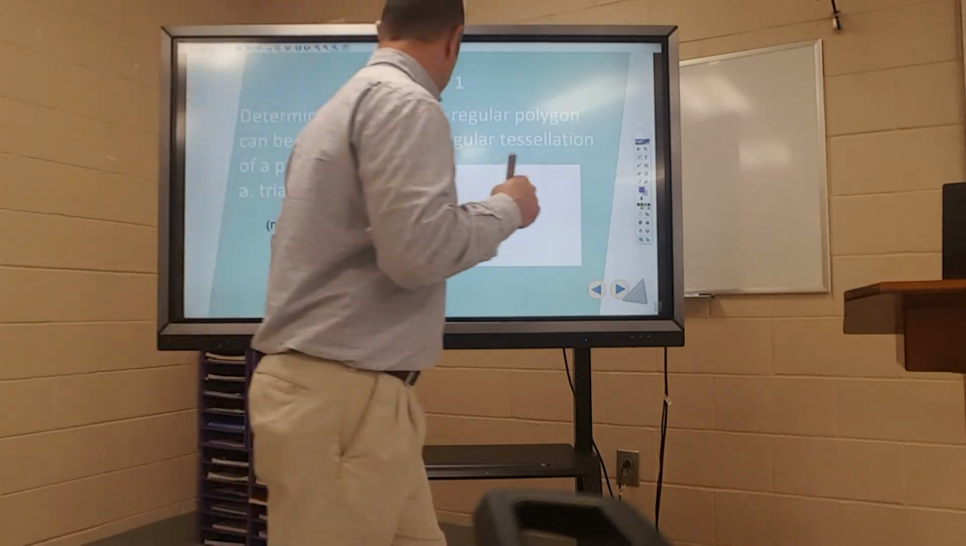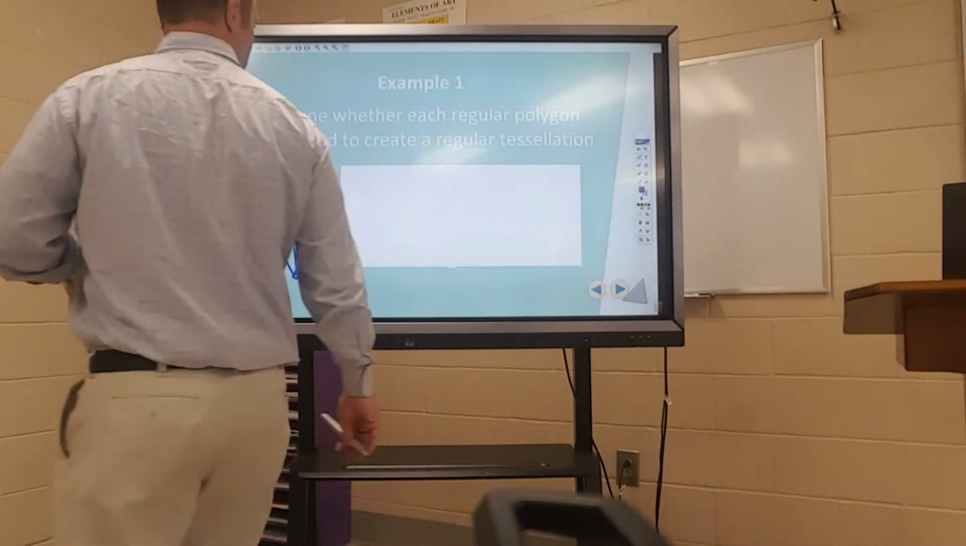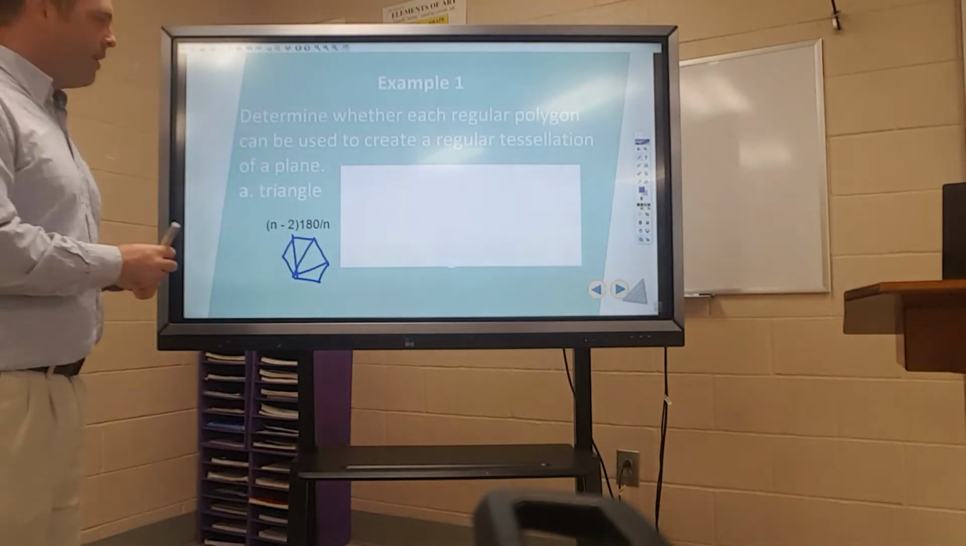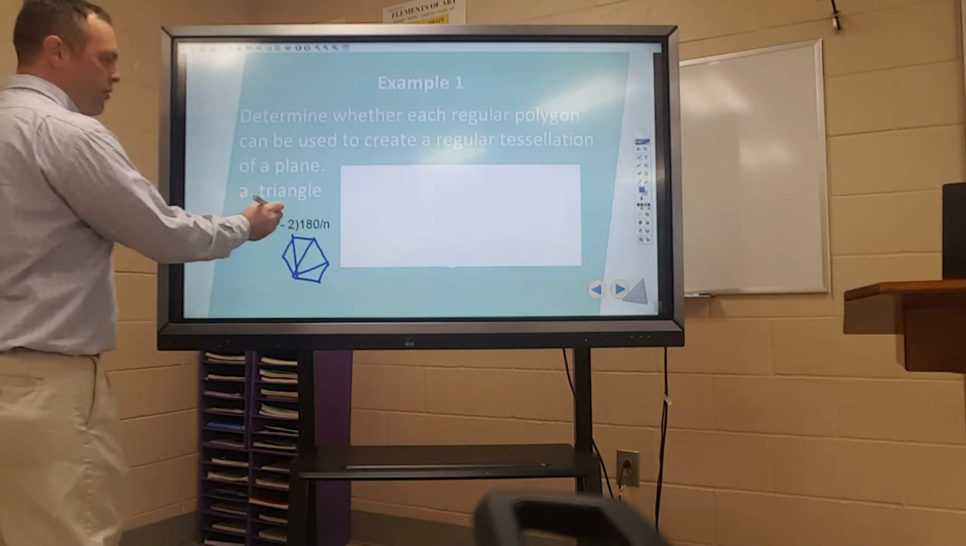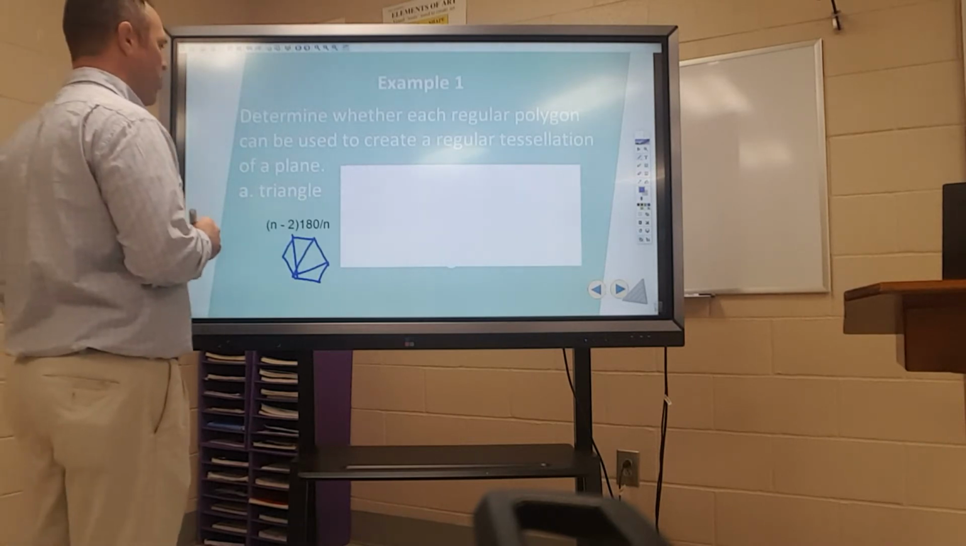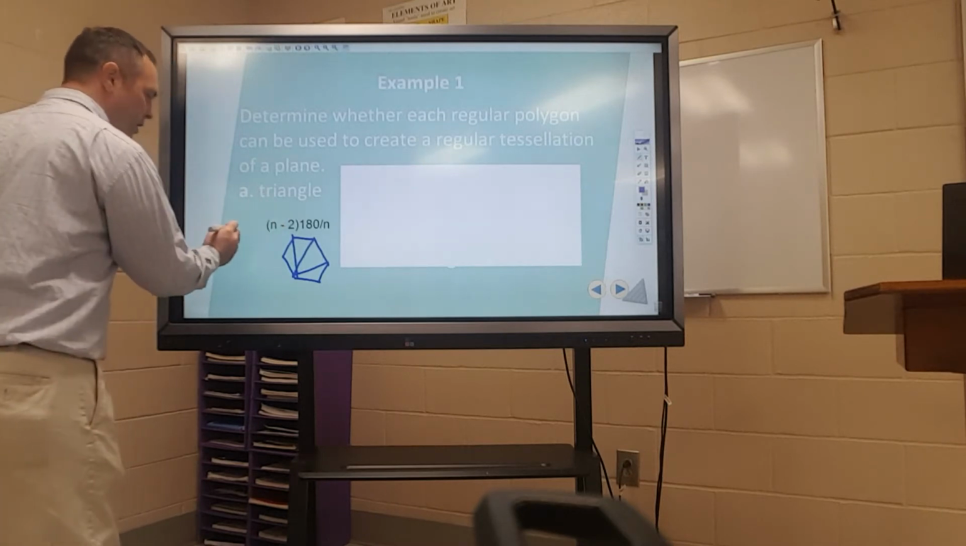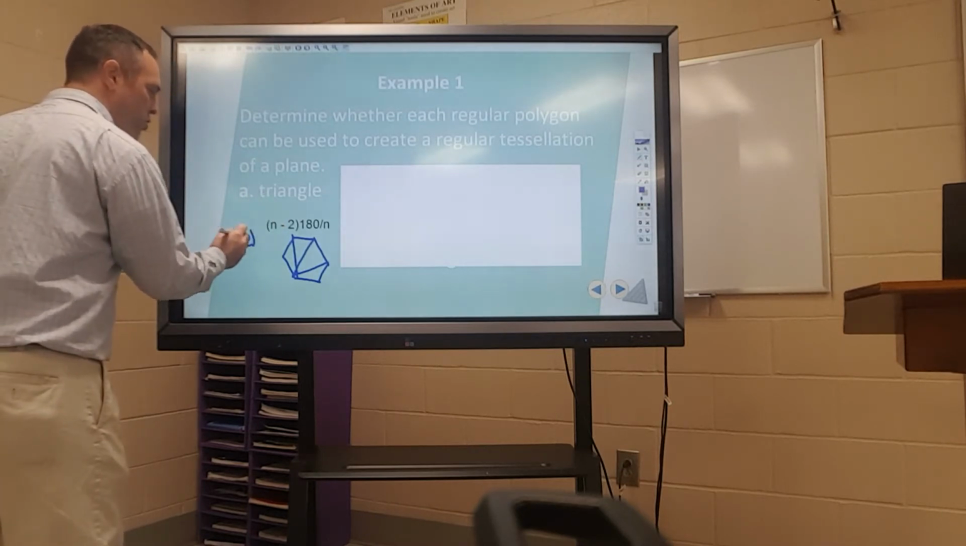So we would do that, okay? All right, so let's do that. Before we reveal this, we're going to look at that. So n minus 2, now let's see for this. Determine whether each regular polygon can be used to create a regular tessellation. Talking about the triangle, how many sides does it have? It has 3.